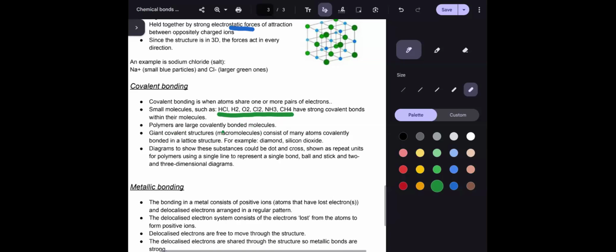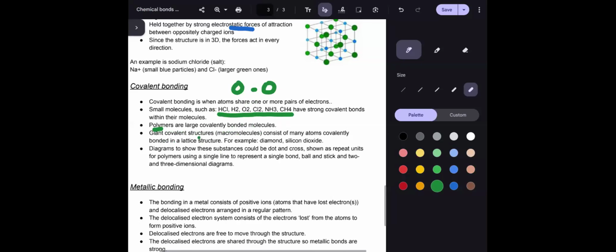And polymers are large covalently bonded molecules. So polymers are basically repeating units of the same element, right? So, for example, two oxygen molecules bond together to form O2, which is oxygen gas. And so we say they form a polymer. It's just basically repeating units, right?